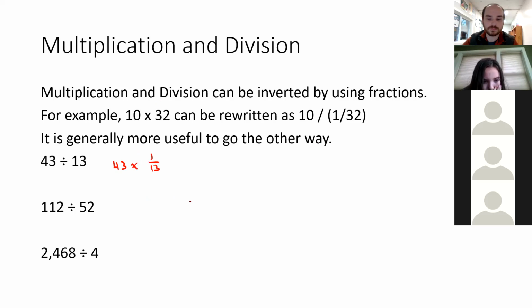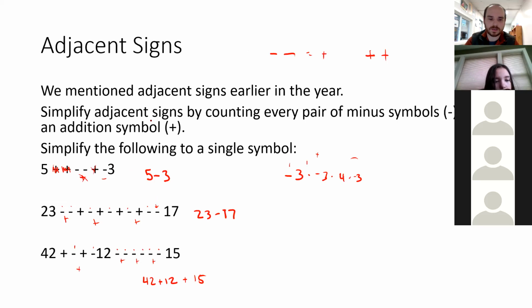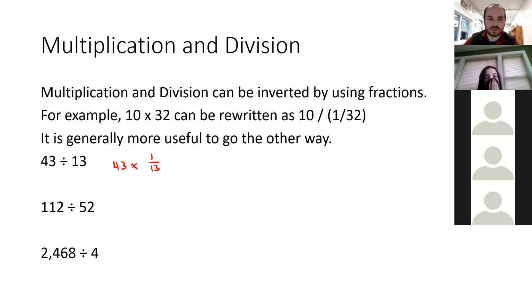Wait, do we have to write this? Because I can only see the 5 minus 3, 23 minus 17, and 42 plus 12 plus 15. Move to the next slide, Jay. You should be on the next slide. Wait, is it 12 plus 15 or minus 15? On the last slide, it's plus 15. So we're on the next slide now, Jay.